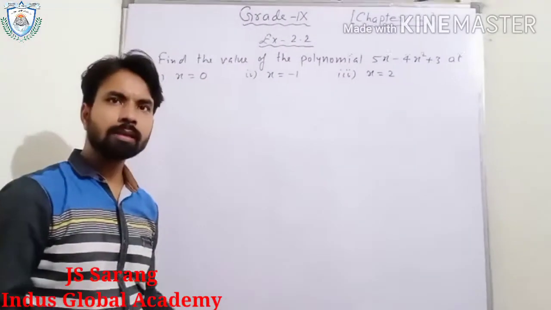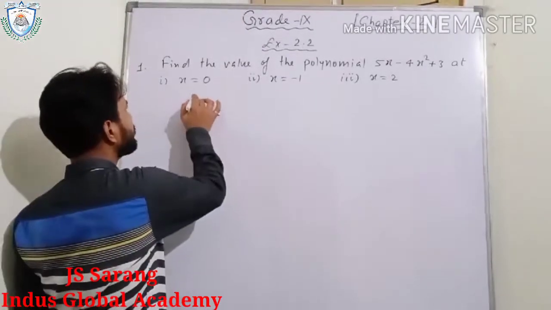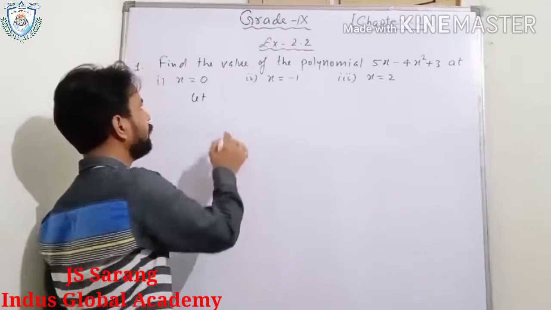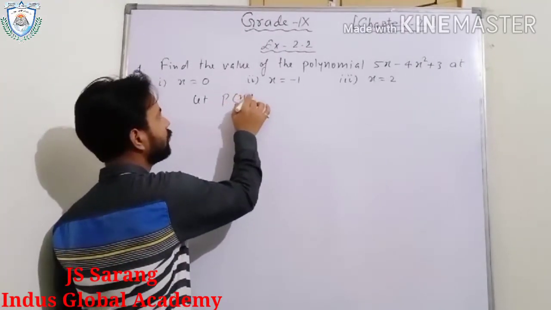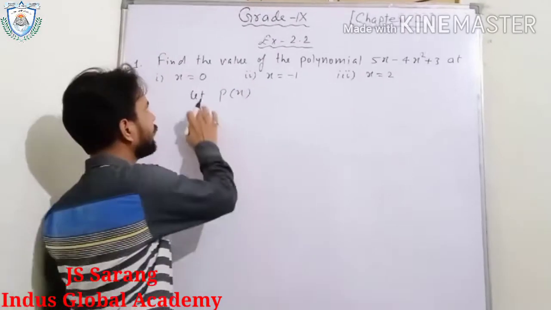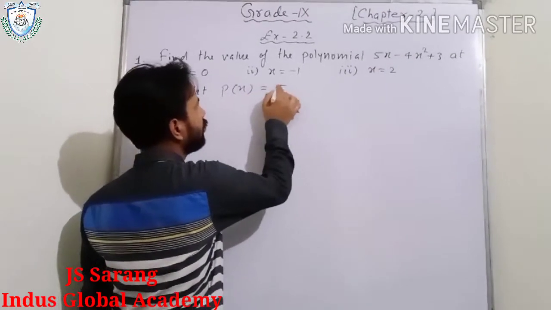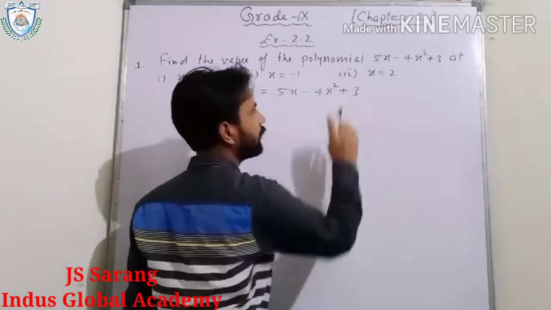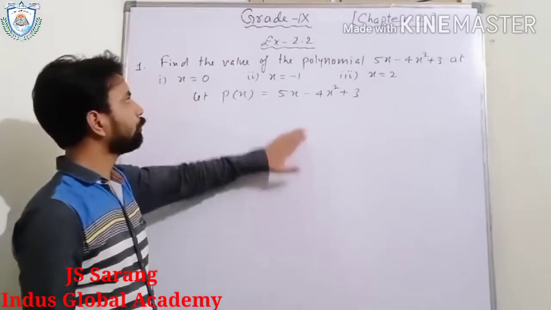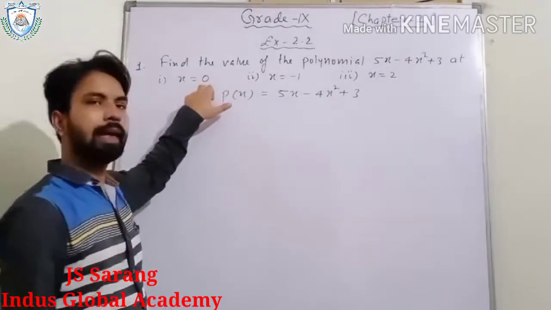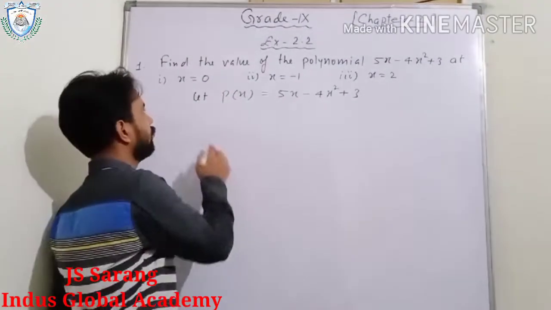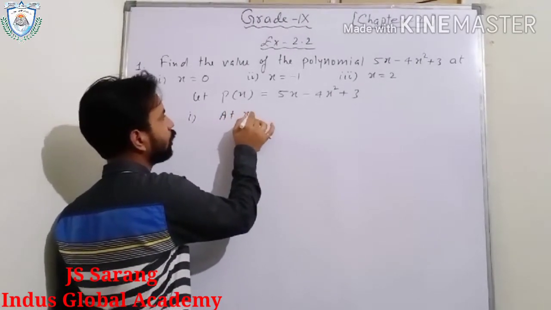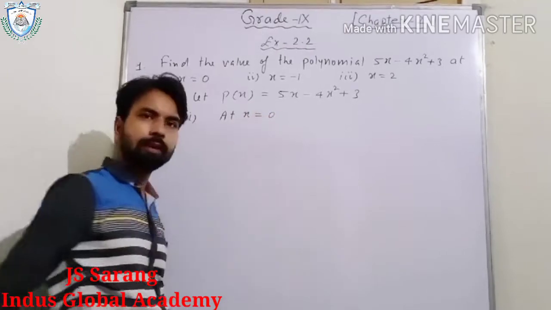So how can we solve this? So first of all we will consider the given polynomial equals to p of x. Understood? So let p of x equal to 5x minus 4x square plus 3. So here we have to find the value of this polynomial at x equal to 0. So in first part we have to find the value of this polynomial at x equal to 0.